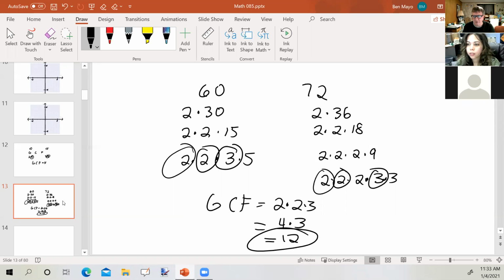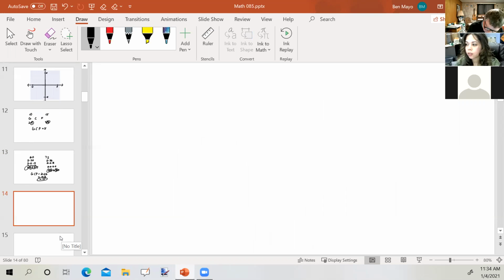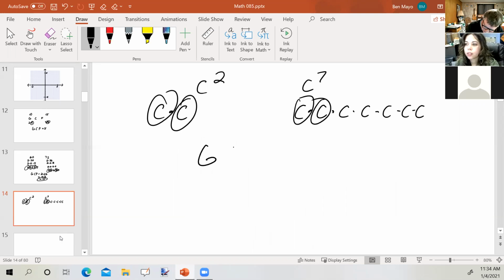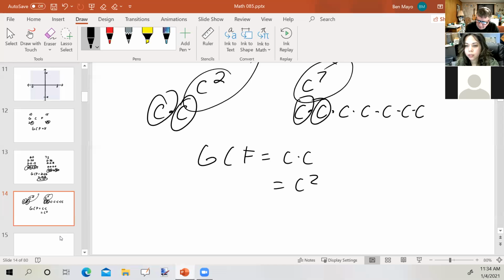Any questions on this? All right, let's go a little further into the deep end. Let's say we've got c squared and c to the 7th power. Well, if we break this down into its prime factors, this is c times c, and this is c times c times c times c times c times c times c. We see that they both share a common factor of c times c, or c squared. Well, this seems like a lot of work. We could have just looked at these and said, well, you know what? The smallest power of c is going to be the greatest common factor. That would have been a bit easier, huh?